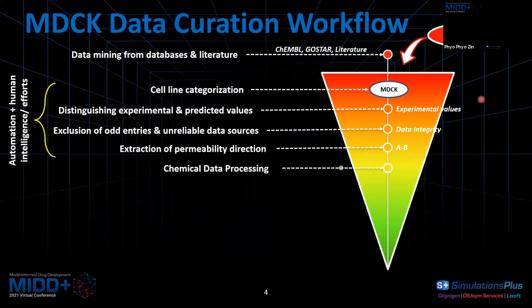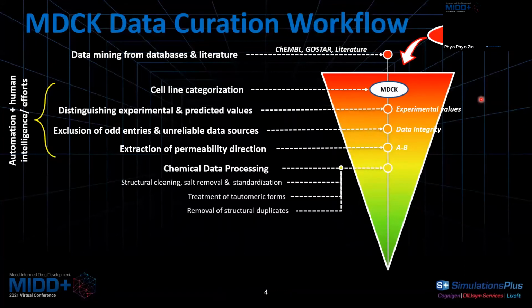The next step is chemical data processing. This is a standard procedure in any cheminformatics project. So we do structural cleaning, removing salts, standardization of functional groups. We also treat different tautomeric forms and ensure that there are no structural duplicates in the dataset.